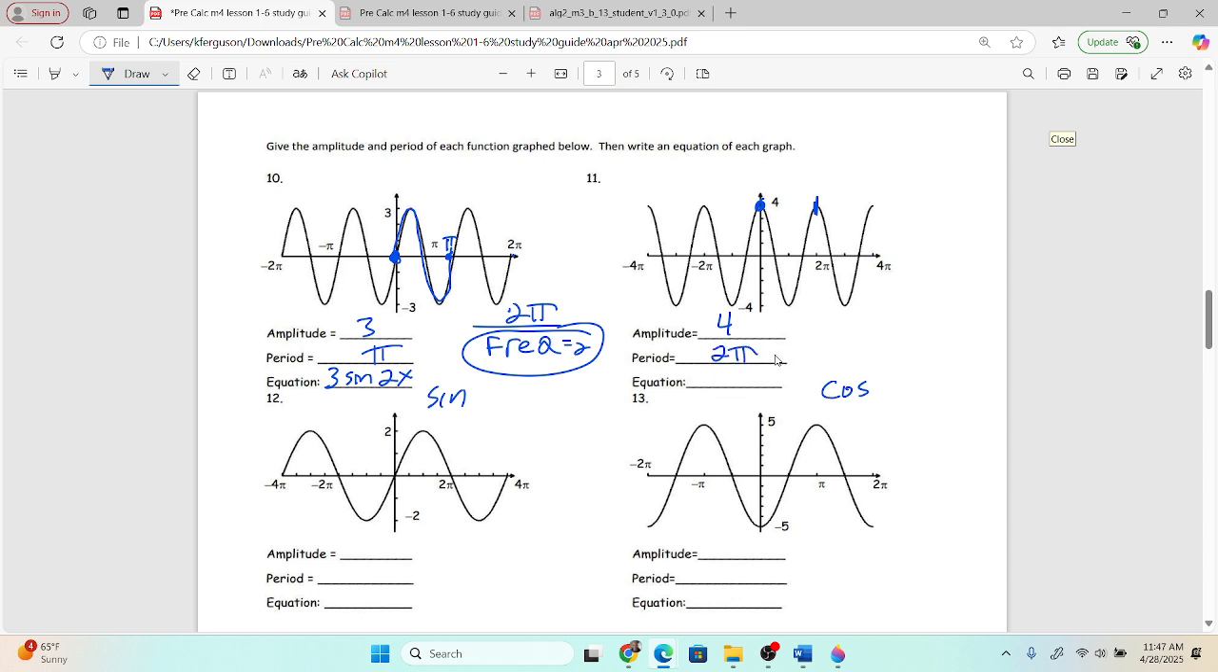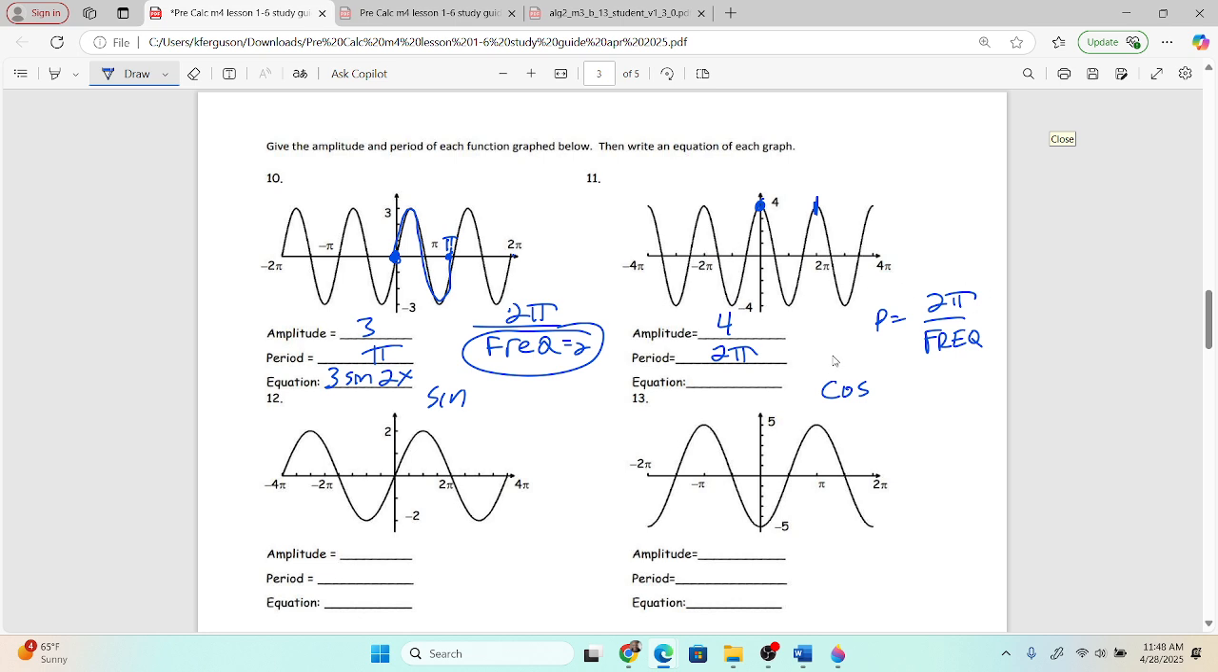So if 2 pi is my period, what's my frequency? Remember, period equals 2 pi over the frequency. If my period is 2 pi, what's my frequency? It's not pi squared. You're thinking too hard. It's just 1. Remember what frequency is. Frequency is how frequent do I see a graph between 0 and 2 pi? Well, look, from 0 to 2 pi, I got 1 cycle. So my frequency is 1.